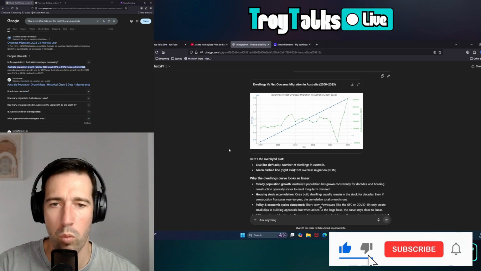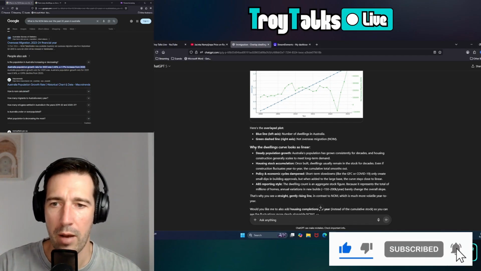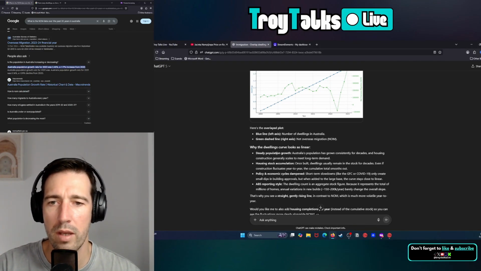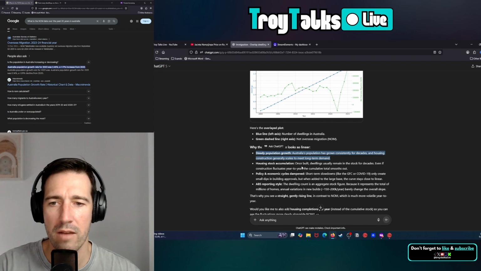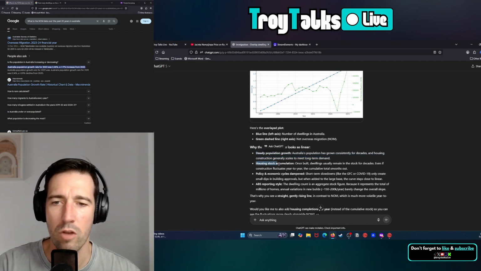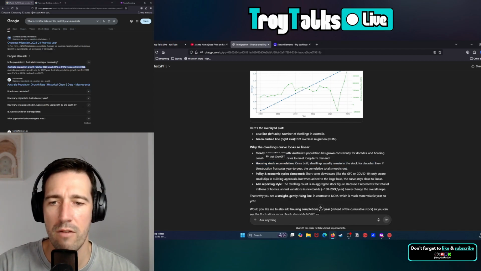So I asked what was the go there. And it came back and said, why the dwelling curve looks so linear: steady population growth. Australia's population has grown consistently for decades, and housing construction generally scales to meet long-term demand. Housing stock accumulation: once built, dwellings usually remain in the stock for decades, even if construction fluctuates year to year.